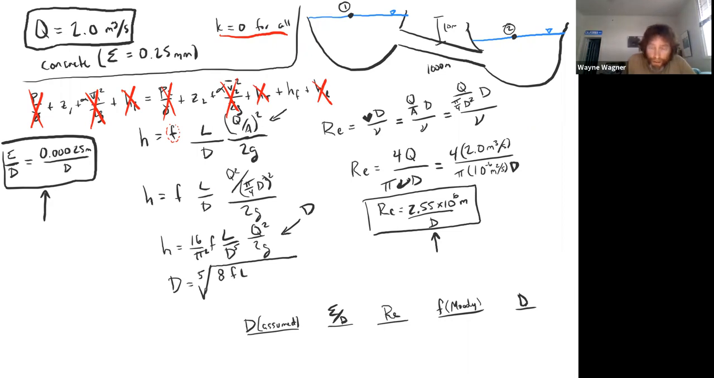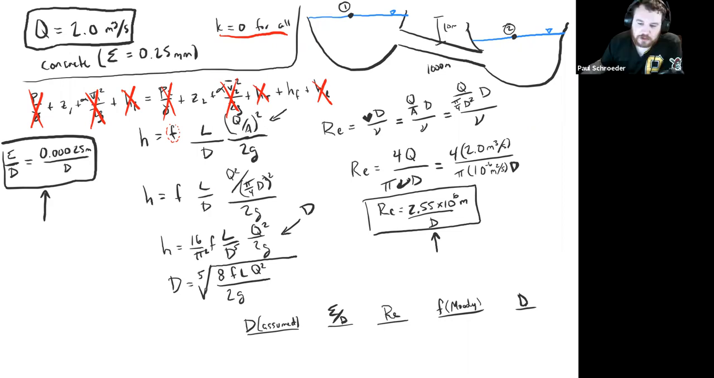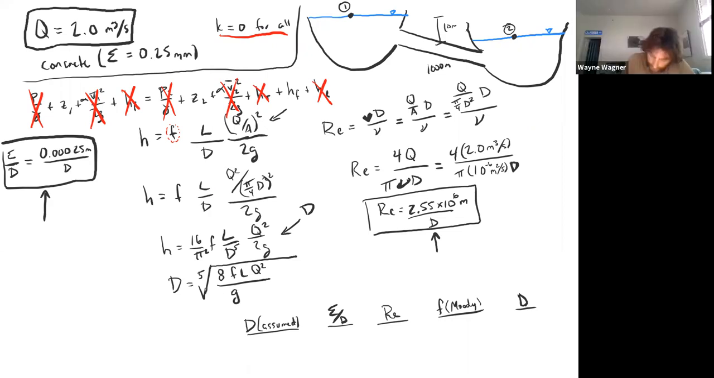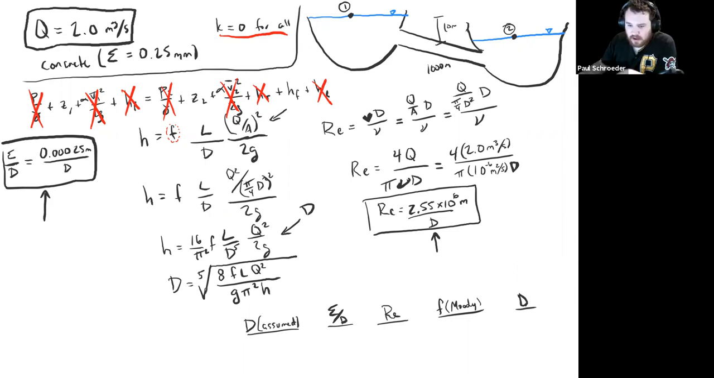F L Q squared over 2G. Just over G, not 2G. Oh, right. Thank you. G pi squared and H, I think. That's what I got. Okay, cool.